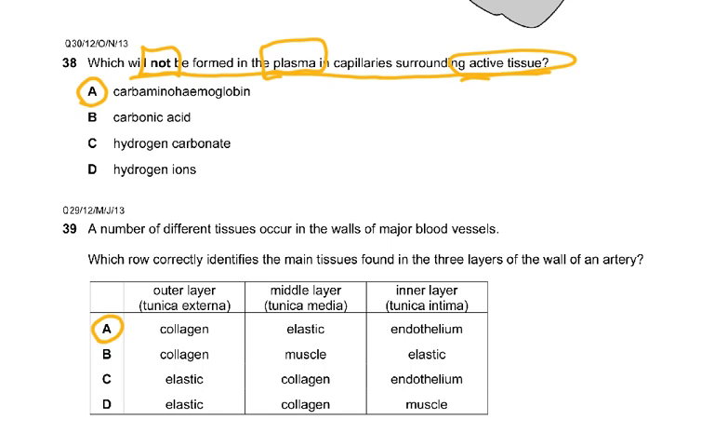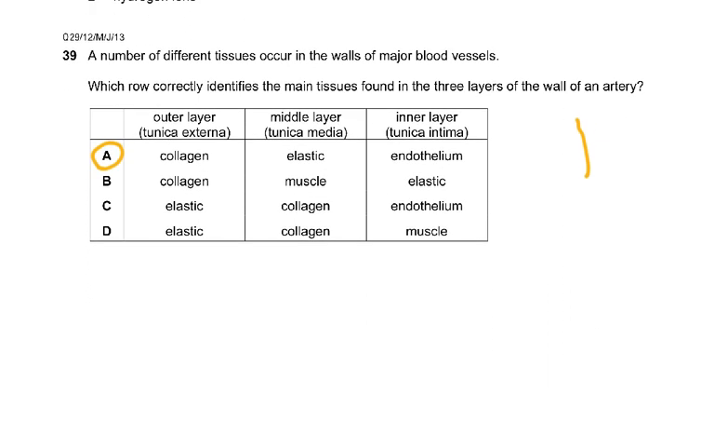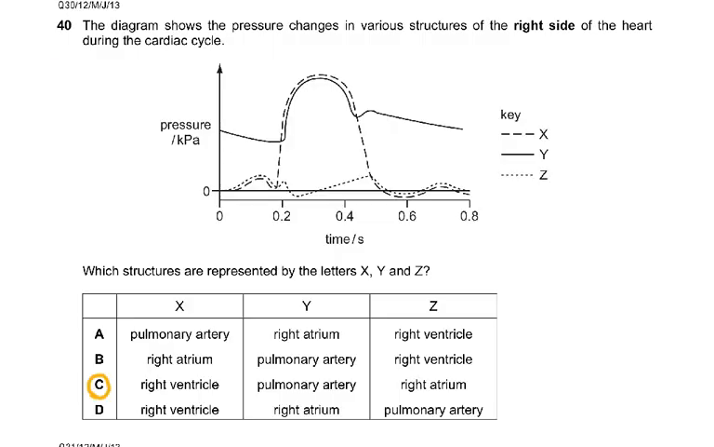Then coming on to question number 39. A number of different tissues occur in the walls of major blood vessels. Which row correctly identifies the main tissues found in the three layers of the wall of an artery? You know, intima has to be endothelium, so it has to be either A or C. We've done this question before as well. Very interesting question. 40. The diagram shows pressure changes in various structures of the right side of the heart.